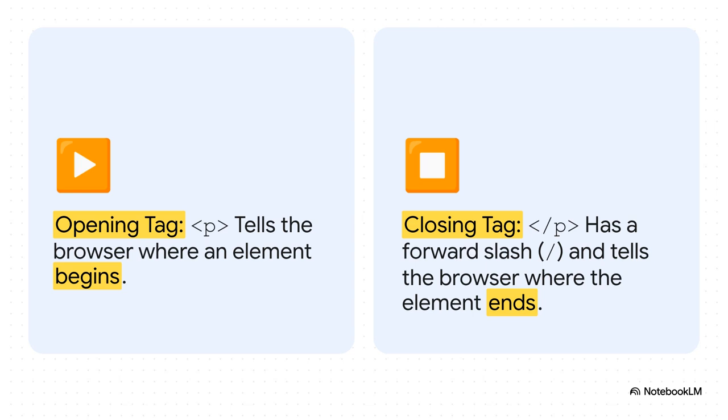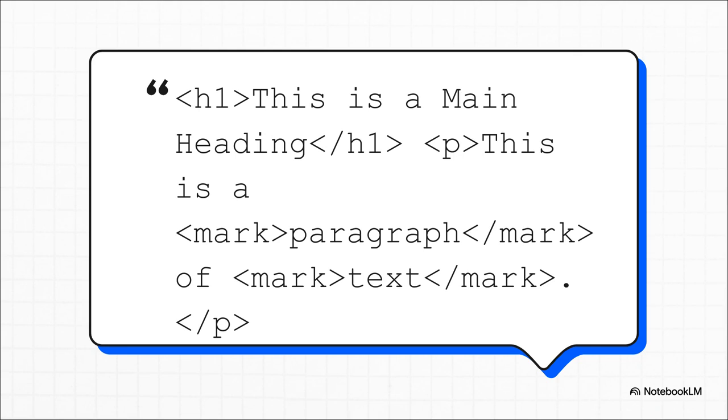Then you put your text, and after it, you have the closing tag. And look closely, the only difference is that forward slash. That little slash is super important. It signals to the browser, okay, we're done. The paragraph ends here. So let's see how this works in real life.